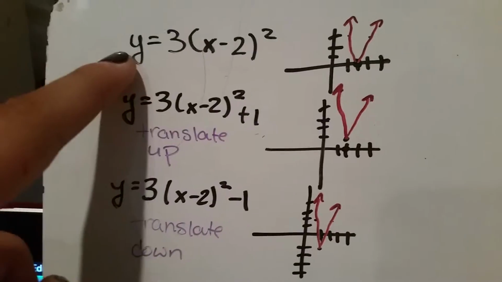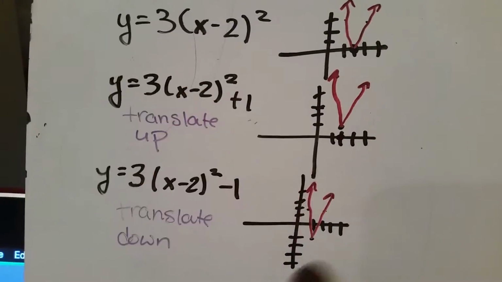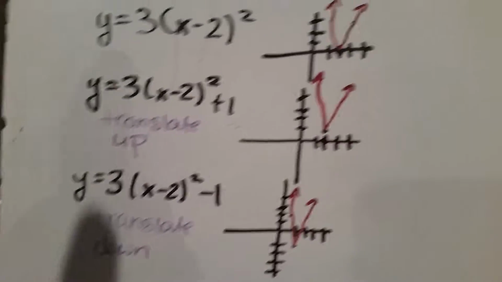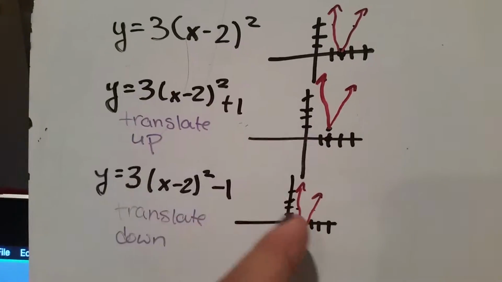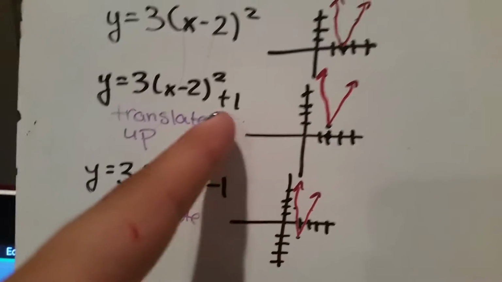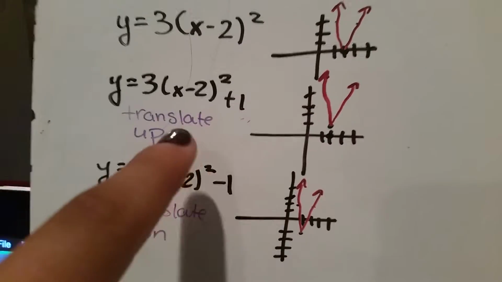So we're going to keep with this equation. We're going to have y equals 3, positive 3 is still going to be a vertical stretch. (x minus 2), so moving to the right 2, but now squared. But now we're going to add plus 1. That's going to make it translate up.